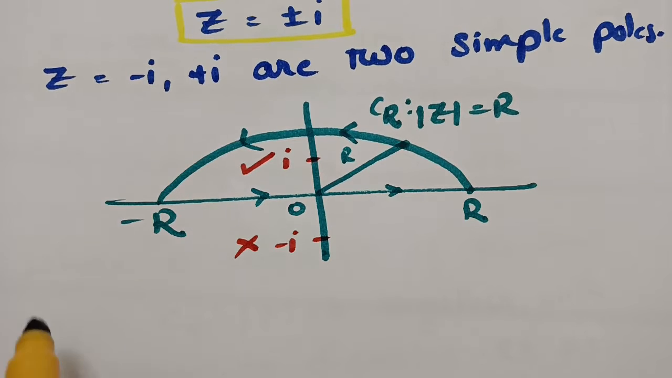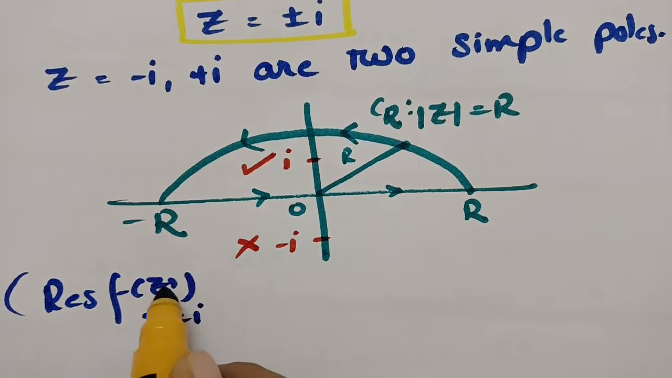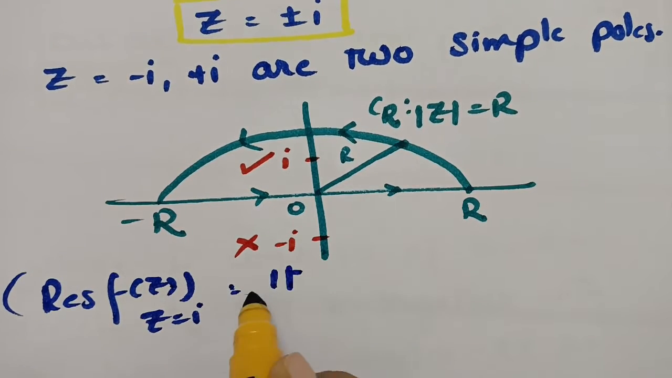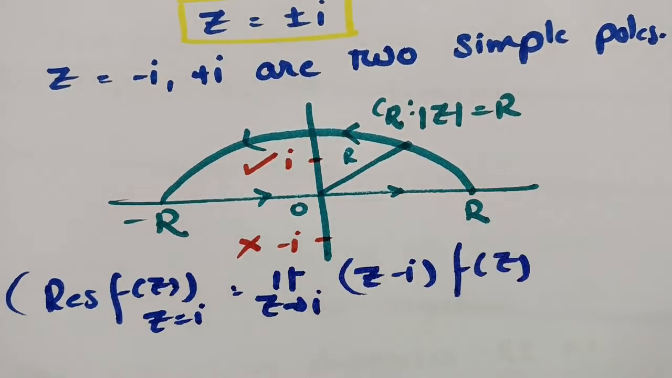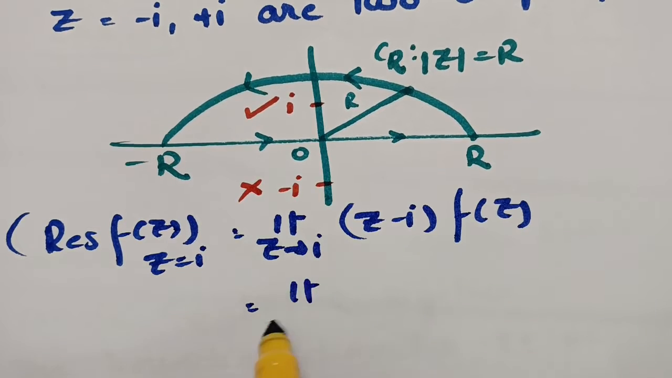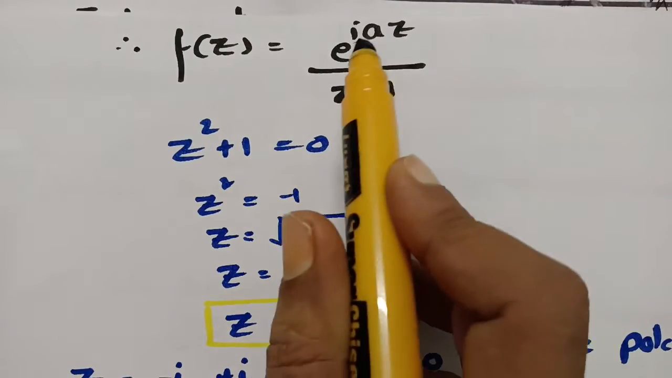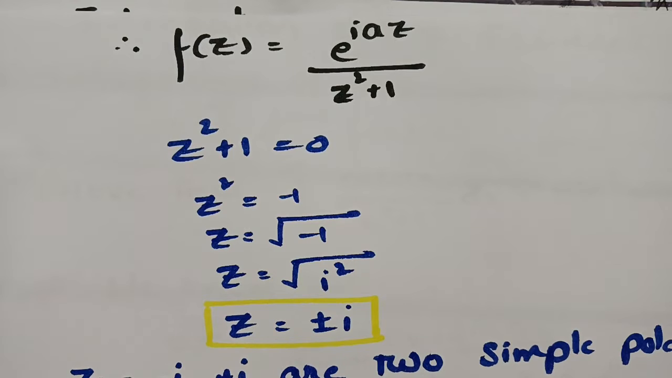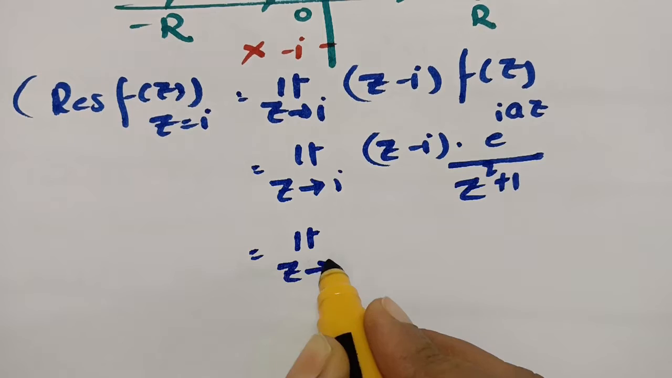Here is a simple formula: the residue of f(z) at the interior pole z equal to i is the limit as z tends to i of (z minus i) times f(z). We know our f(z) is ready. So what is our f(z) here? It is very clear: e to the power i a z divided by z squared plus 1.